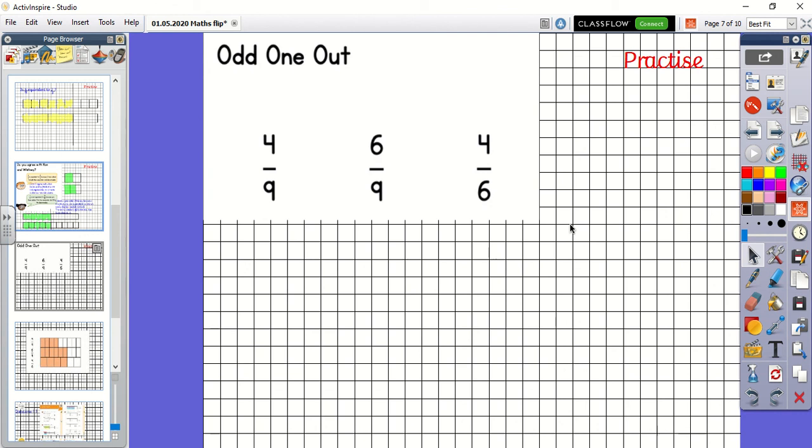Okay? So what I want you to do now is draw out the bar models for each one of these fractions, and I want you to compare them just like what we have been doing so far. So you might want to pause it here and draw those out, and I'll show you what it should look like in a moment.